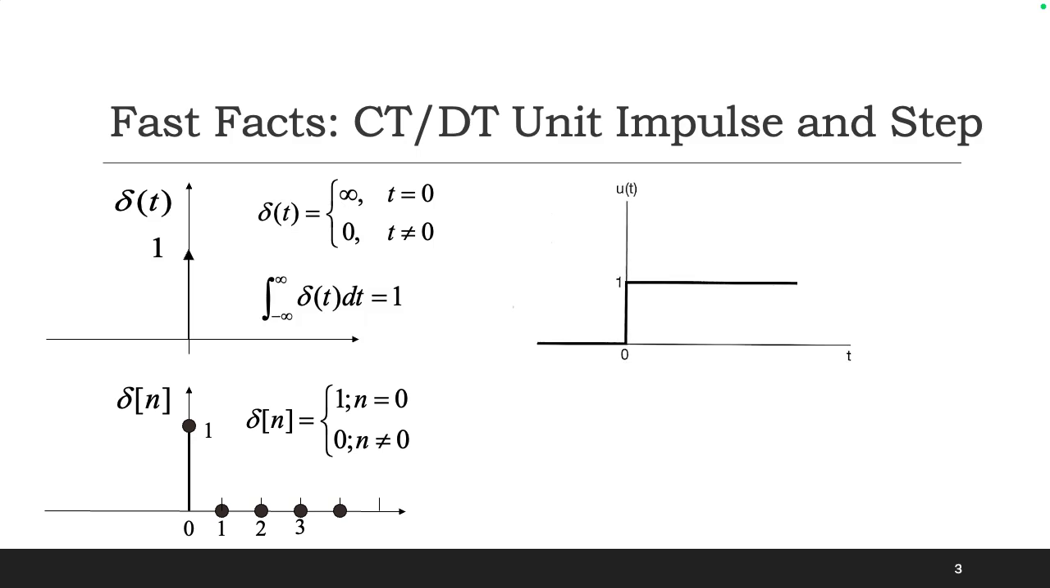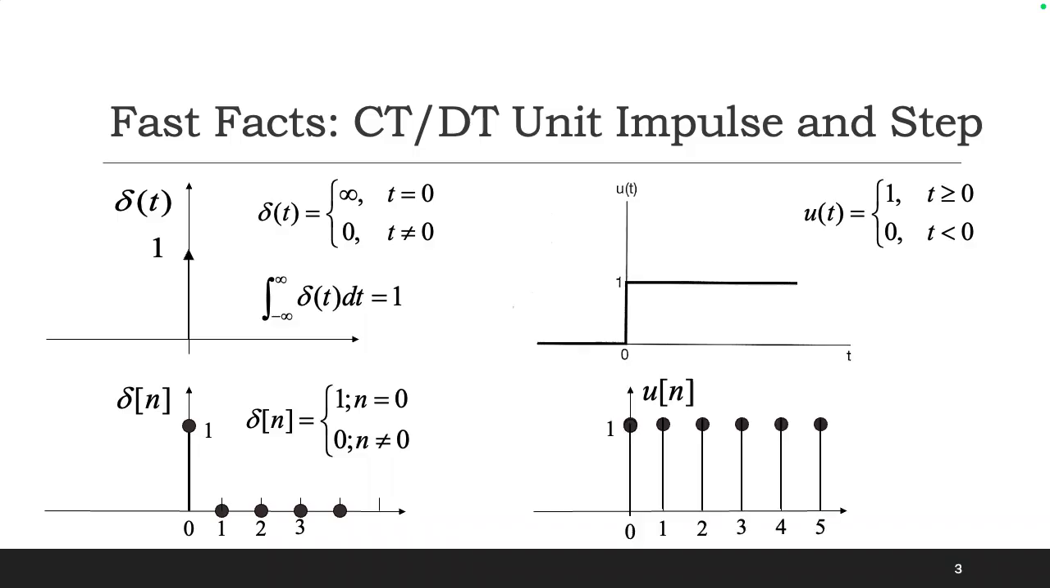CT step function? This is the mathematical form. When t is greater than or equal to 0, it will be 1. Otherwise, it will be 0. That makes sense to you? This is just some definition. And this is the DT step function. When n is greater than or equal to 0, it will be 1. Otherwise, it will be 0. Just remember that.